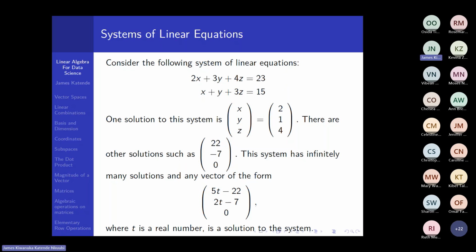So these are two possible solutions to the system. You can double check that in your own time later, that these values of x, y, and z actually satisfy this system. So for instance, here, if we use 22, minus 7 and 0, we just plug them back into this system. They should solve the system. I hope that is the case.